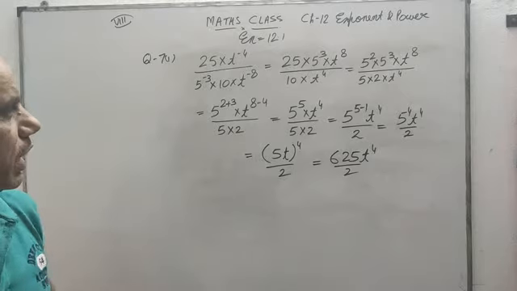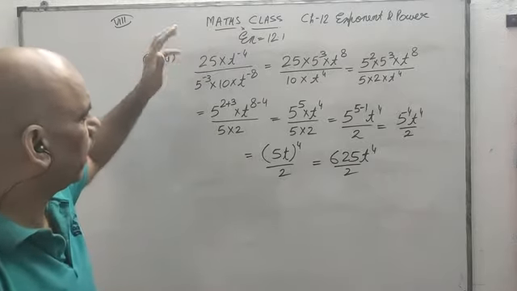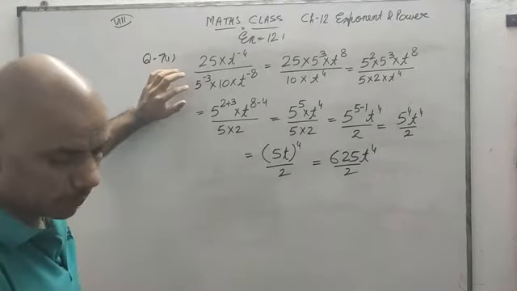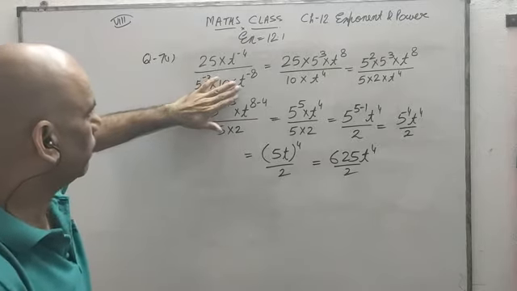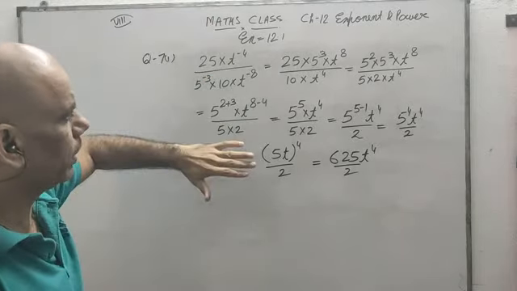Let me explain to you once again what I have done. I have made the negative powers positive first of all, so 5 to the power 3 has gone up, t to the power 8 has gone up, t to the power 4 has come down.